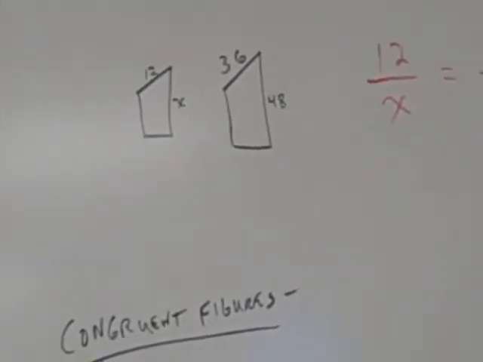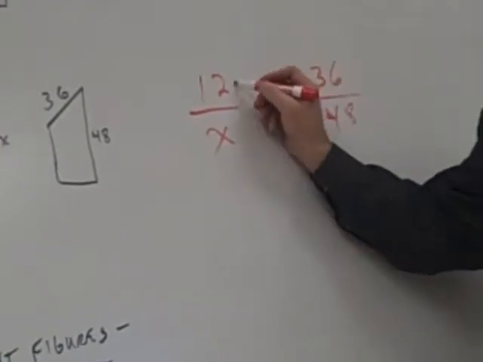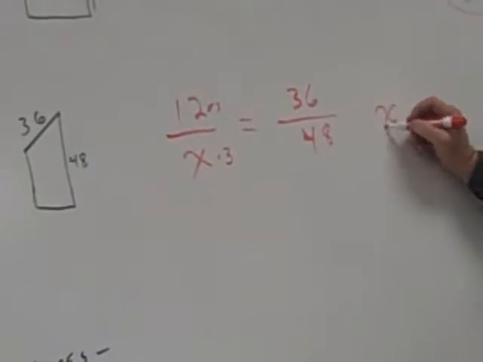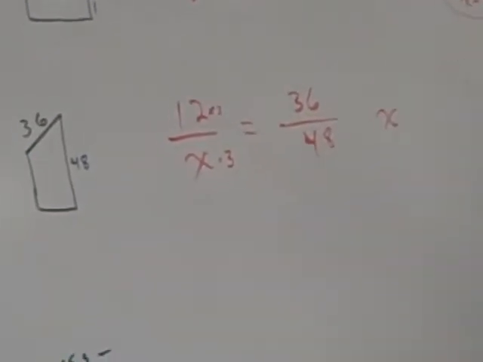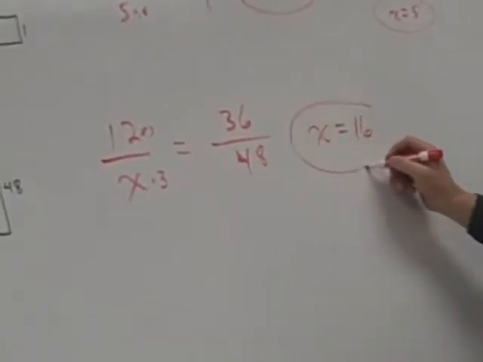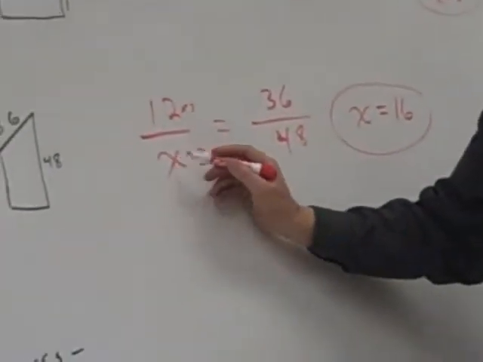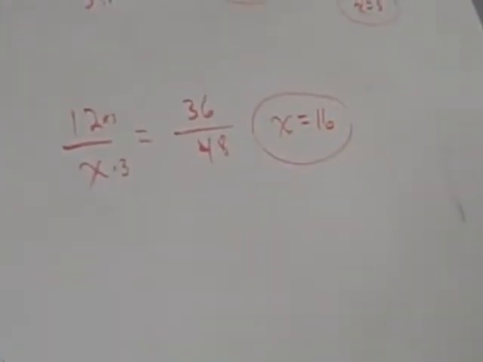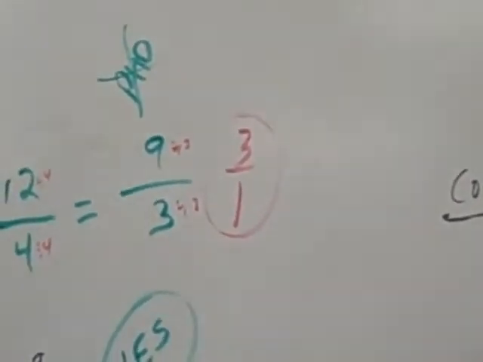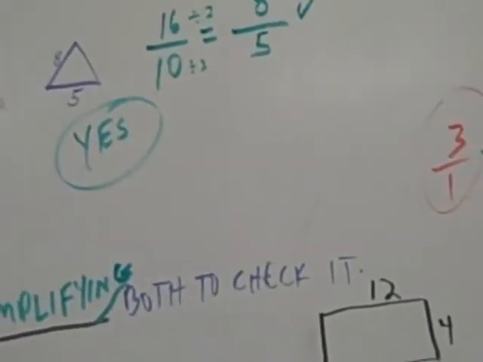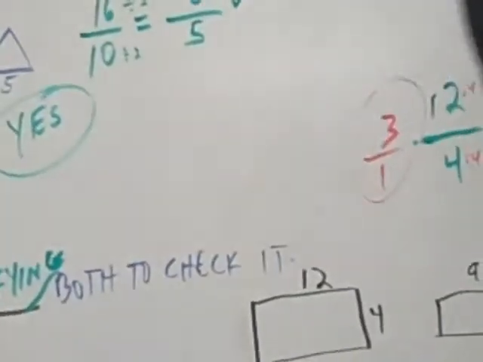PhD. How did 36 become 12? Times 3. So something times 3 has to be 48. 48 divided by 3 is 16. Do we all agree the missing thing has to be 16 to get us 48? Yes, we do. So since we know similar figures are proportional, we can find missing parts by setting up a proportion.